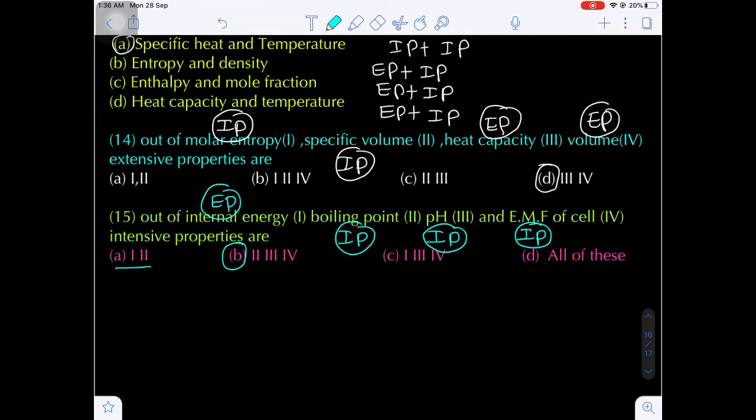In the first option, if you see 1 is there, that will be incorrect because 1 is extensive. In option C also 1 is there, that is also incorrect because 1 is internal energy, which is an extensive property, and the rest are also incorrect. So only one option is left, that is option number B. Are you getting my point?